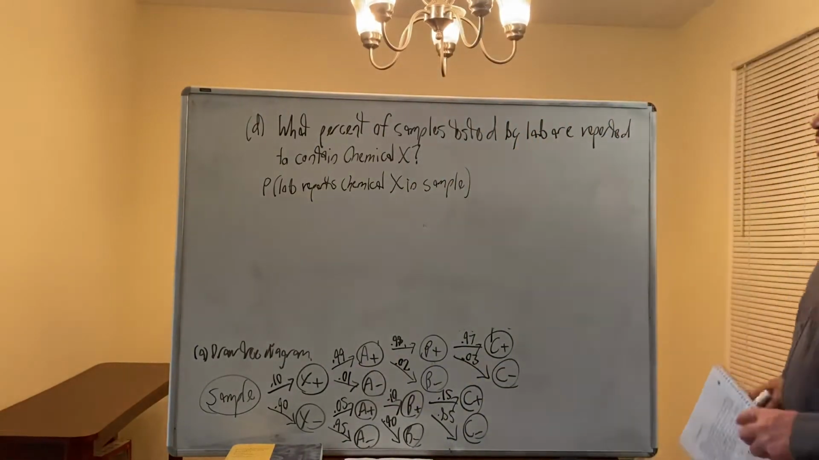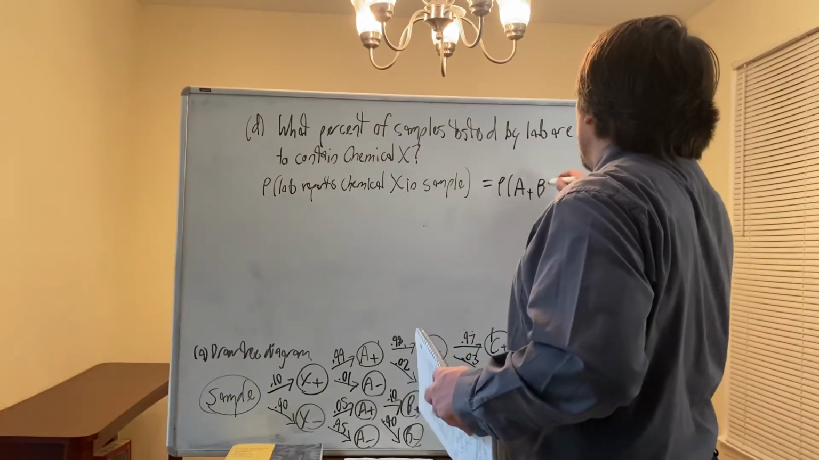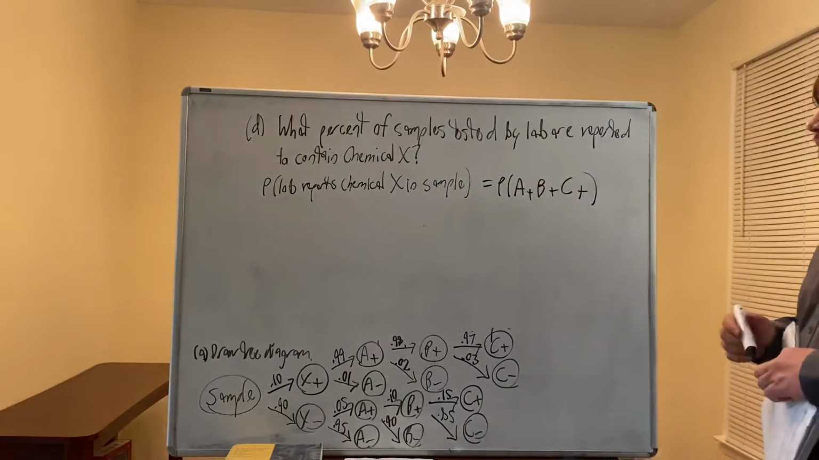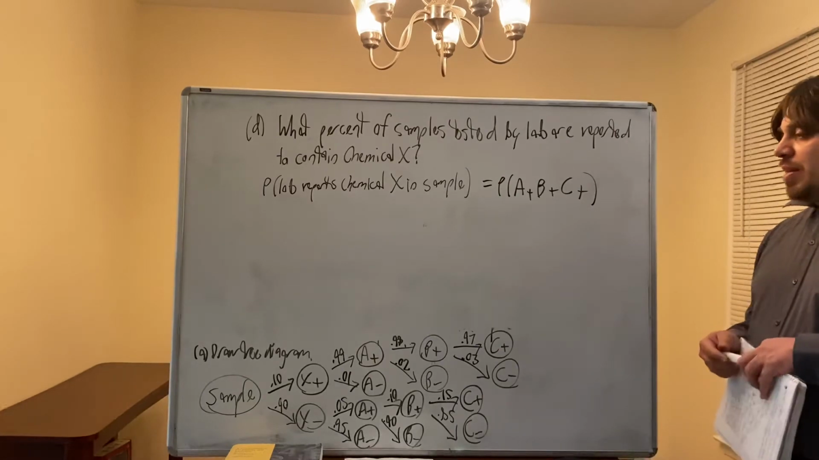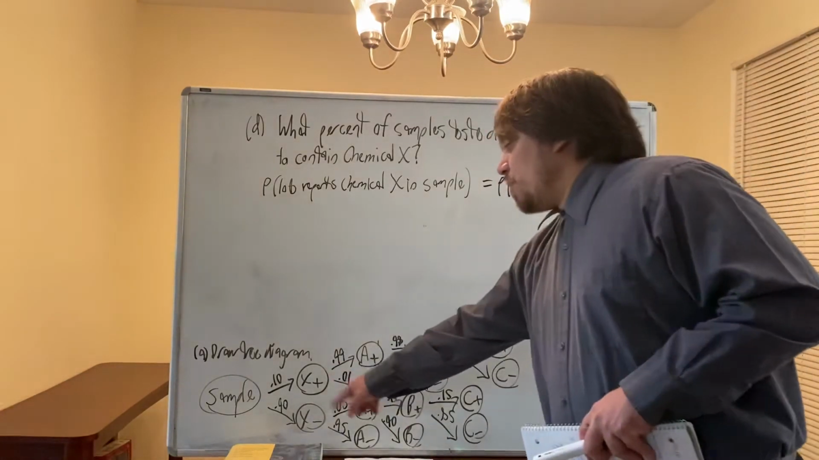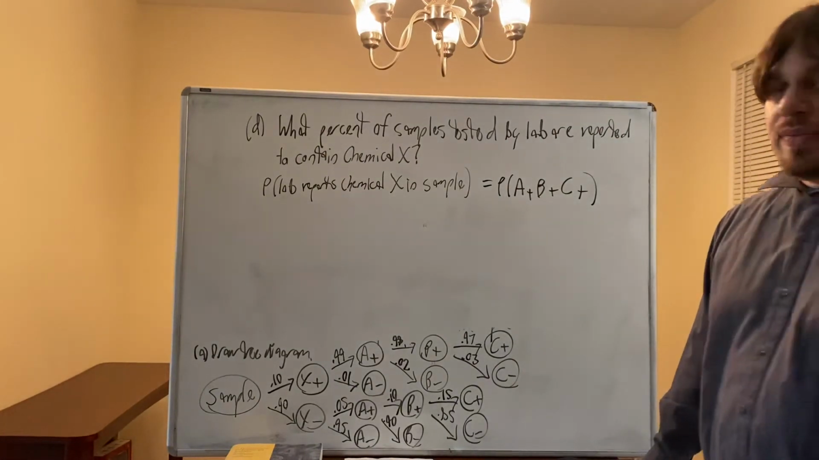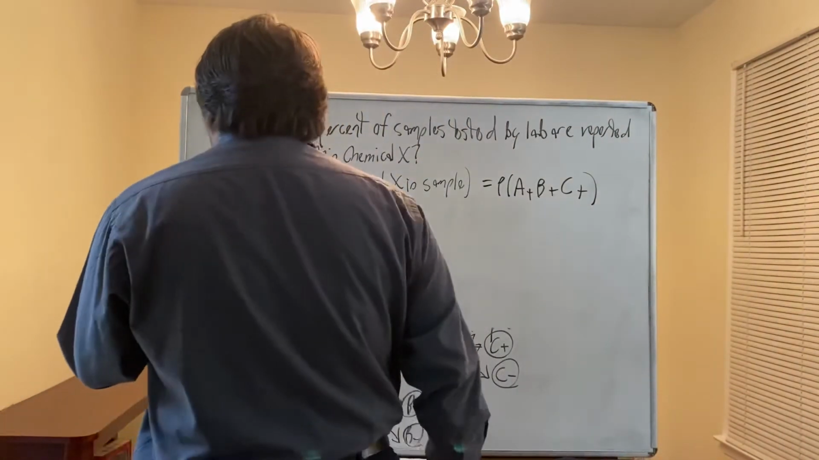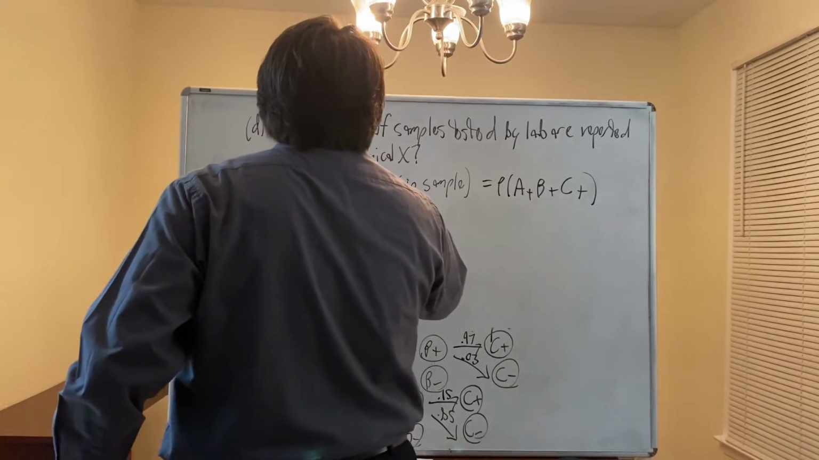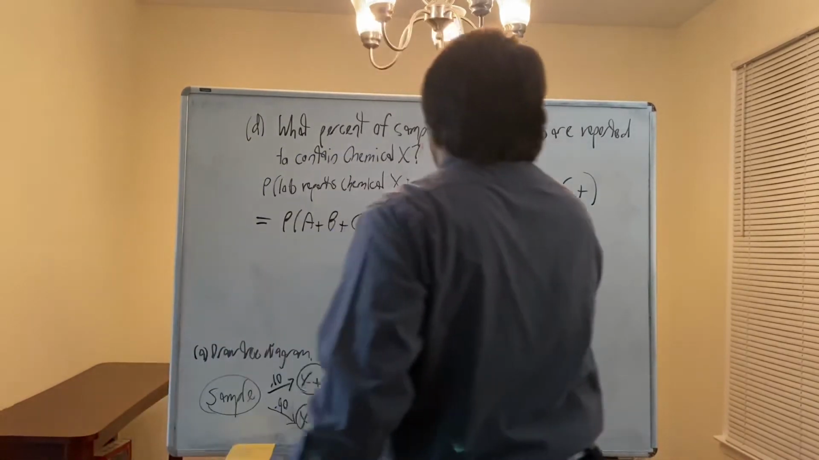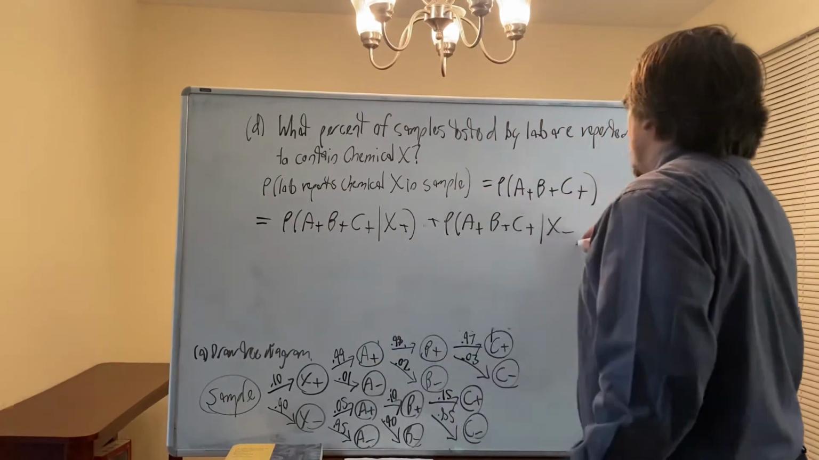So the probability the lab reports chemical X in the sample is equal to the probability that A comes back positive and B comes back positive and C comes back positive. Right? If all three tests come back positive, then the lab reports chemical X is in the sample. That could happen when chemical X is and isn't in the sample. So they could be right about that or wrong about that. And so this is equal to the probability that tests A, B, and C come back positive given that X is in the sample, plus the probability of the three tests A, B, and C coming back positive given that X is not in the sample.